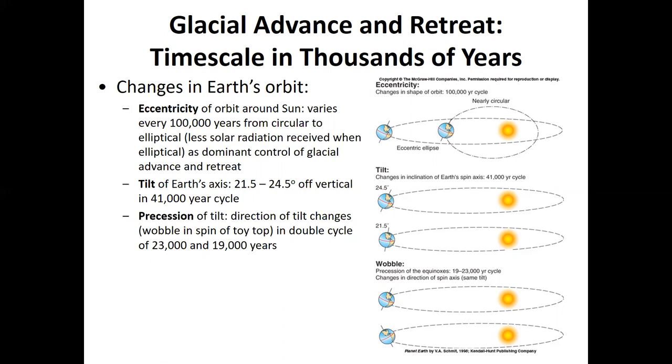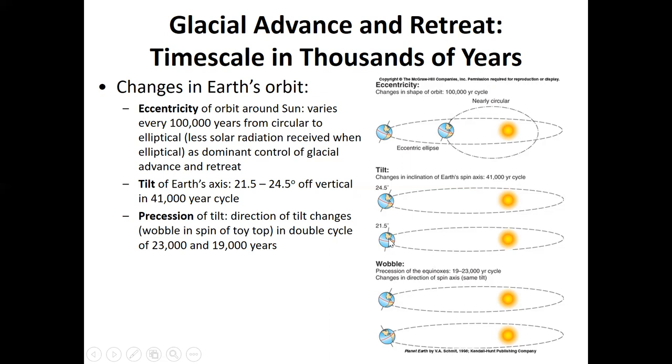The tilt fluctuates between 21.5 and 24.5 degrees off vertical, oscillating on a 41,000-year cycle. Why that matters is that the more tilt there is, the more direct radiation higher latitudes will get, and so less ice there will be. The less ice there is, usually the warmer the Earth is, because there's less white surface to reflect energy, and so more energy is absorbed. The more vertical the tilt is, the less direct energy is received near the poles, and so there's going to be more ice. So a larger tilt is warmer, a smaller tilt is colder.